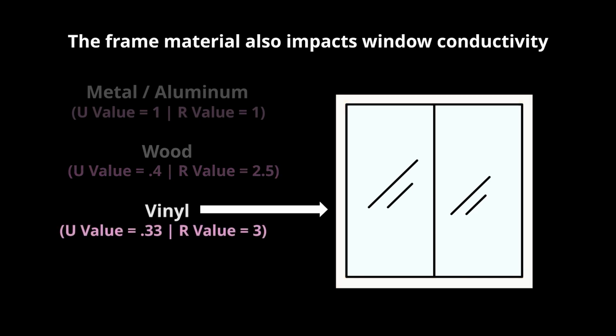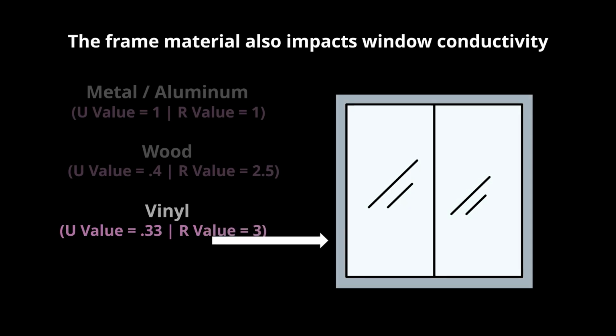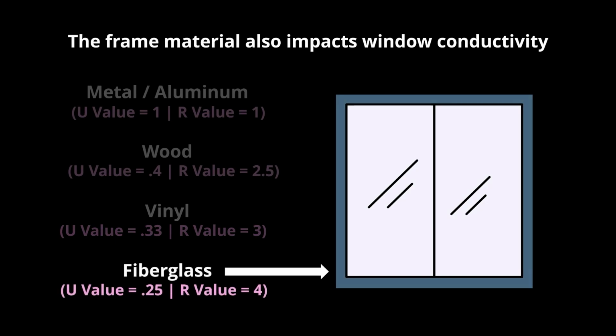Vinyl is a worse conductor, meaning it's a better insulator. It's got a lower U value and a higher R value of R3. Fiberglass will typically have an R value of R4 in a window frame, and the U value will be 0.25, typically around there with a dual pane fiberglass window.